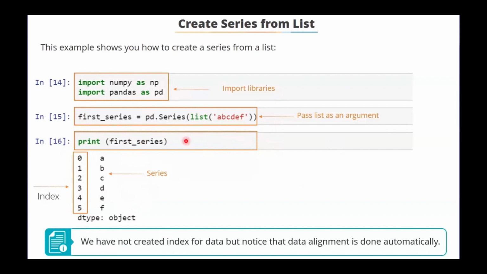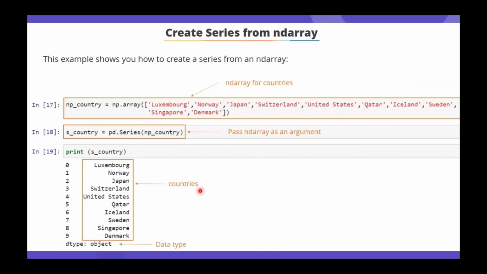So let's quickly check this out. You have to extend this program to the next one, where we are creating a series, and then we will be creating an index of this also. Simply create a country, that is your series, with np.array, and here you can pass all these parameters, like Luxembourg, Norway, Japan. Pass all the countries here.